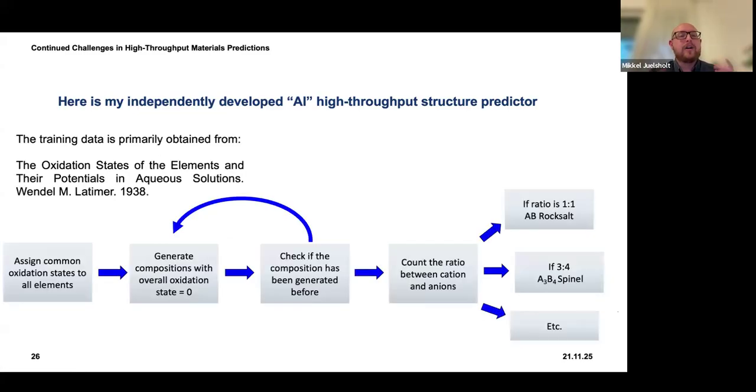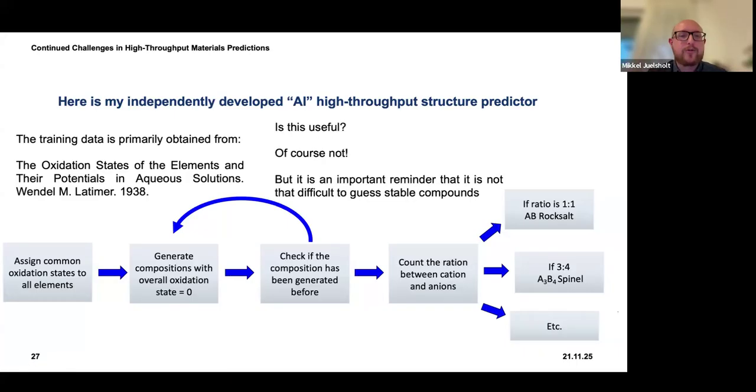How does this work? Well, the way it works is that I've taken data from this book published in 1938 about the oxidation states of the elements. And then we just assign a common oxidation state to all elements. Then we generate compositions where the overall oxidation state is 0. And we just let it check, has this composition been generated before? And if it hasn't, we just count the ratio between the cations and the anions. If the ratio is 1:1, well, then it's a rock salt structure. If it's 3:4, it's a spinel, and then you can keep going with all sorts of known structures.